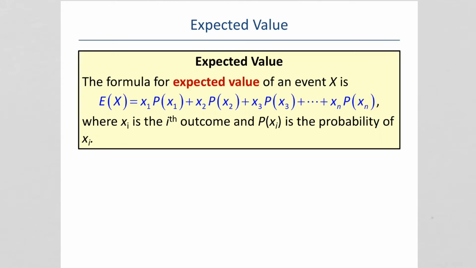Here's how you find expected value. And I know this formula looks complicated, but once we get to an example, you'll see that the formula itself is not that complicated. It's the value for the first event times the probability for the first event, plus the value of the second event times the probability of the second event, plus the value of the third event times the probability of the third event, and so forth.